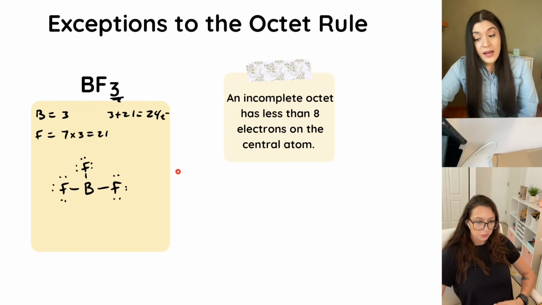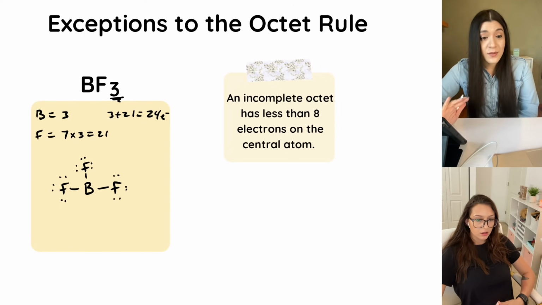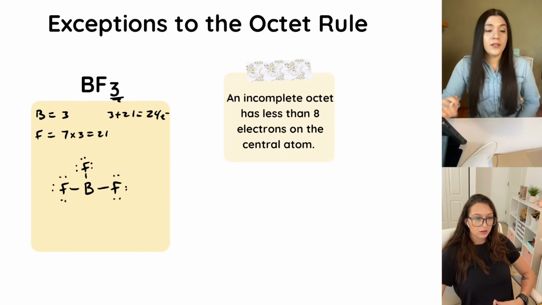So that checks out. But I know that this is an incomplete octet because there's only 2, 4, and 6 valence electrons on that central atom. But it's happy. It's totally fine. So we would just leave it like that. That is the best structure. That is the correct structure.